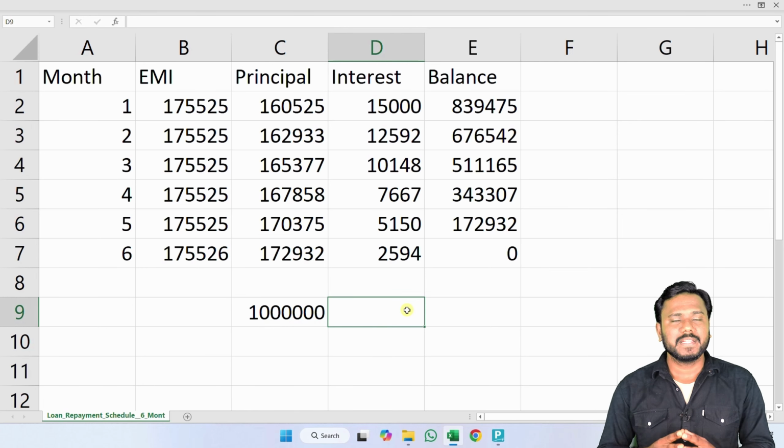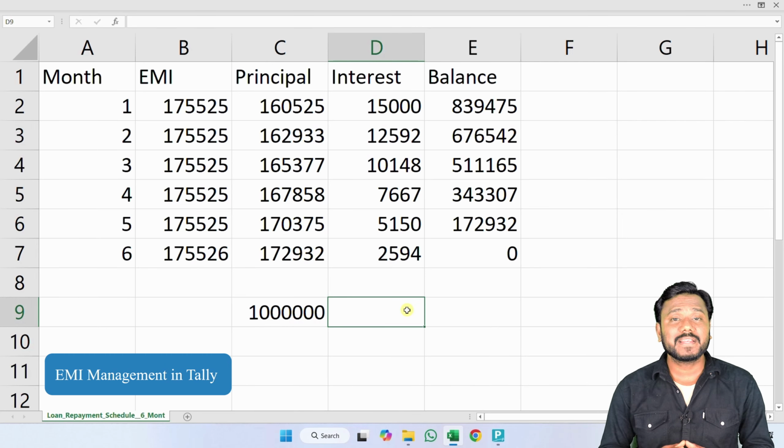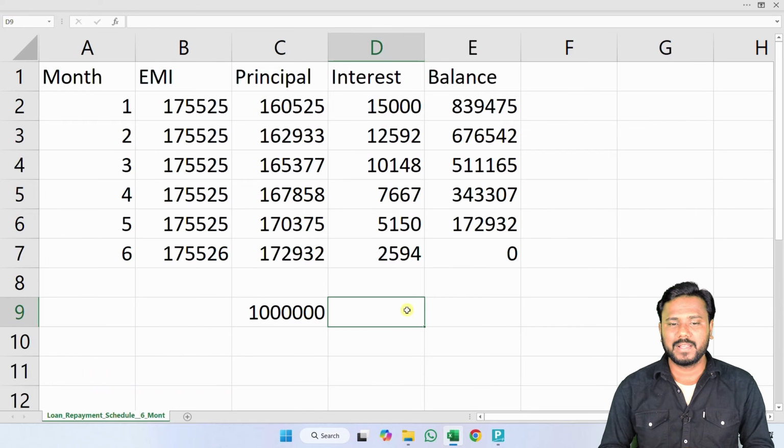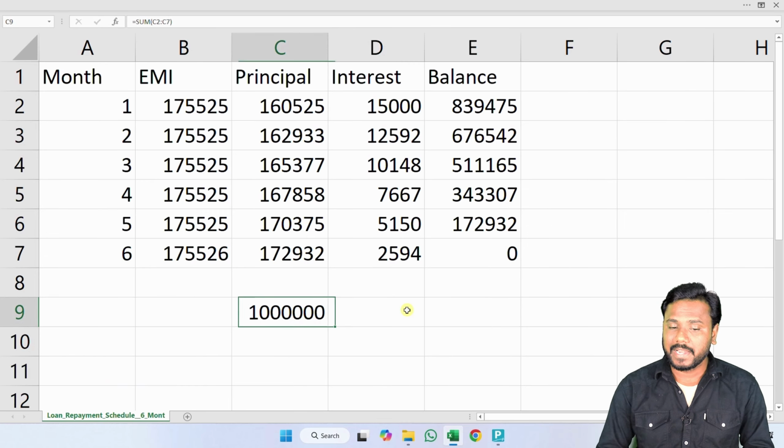Hello friends, welcome. In this video, we will be discussing how to manage EMI related transactions in TallyPrime. Here is a case study. We have taken a 10 lakh loan from Bajaj Finance, where we will be repaying the loan amount in 6 months.